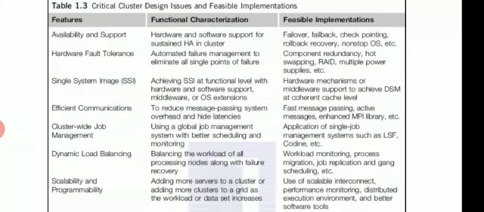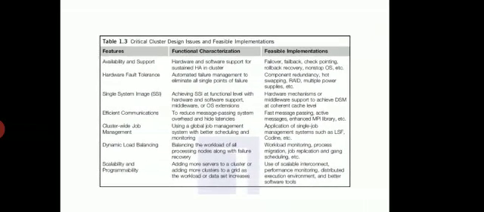And the last one is scalability, the process of being scaled, and programmability. We have to write programs on a computer. The functional characterization is adding more servers to a cluster. The feasible implementation is the use of scalable interconnect, performance monitoring, a distributed execution environment, and better software tools. These are the critical cluster design issues and feasible implementations of a cluster computer network. Okay, thank you.